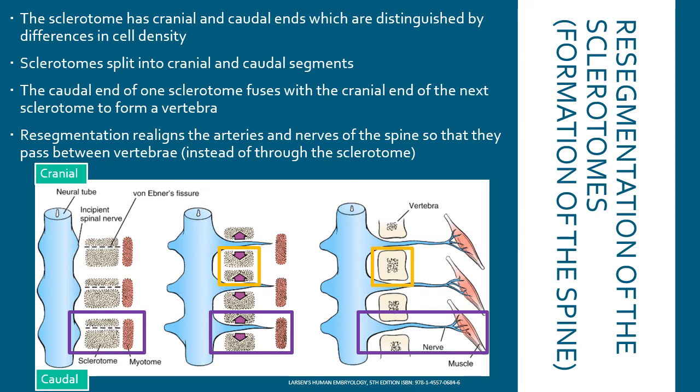Now, interestingly, the most cranial four somites will fuse to form the occipital bone, which is the base of the skull. So while most of the somites go on to form vertebrae, a few of them do not.